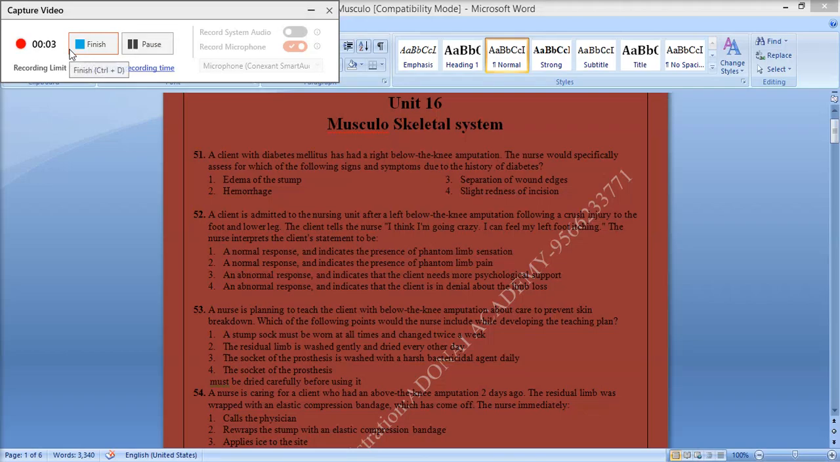Unit 16, Musculoskeletal System. 51. A client with diabetes mellitus has had a right below the knee amputation. The nurse would specifically assess for which of the following signs and symptoms due to the history of diabetes? 1. Edema of the stump. 2. Hemorrhage. 3. Separation of wound edges. 4. Slight redness of incision.